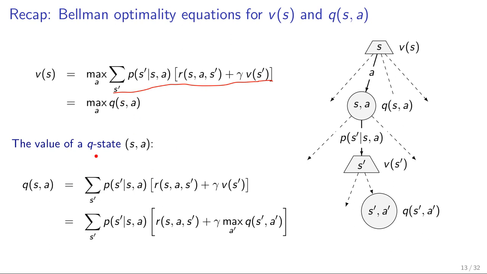And so the value of a Q state is given here, which can also be rewritten like this, which moves the max operator there. And this is how you can see it in the tree. So that's the expectimax way of looking at it.